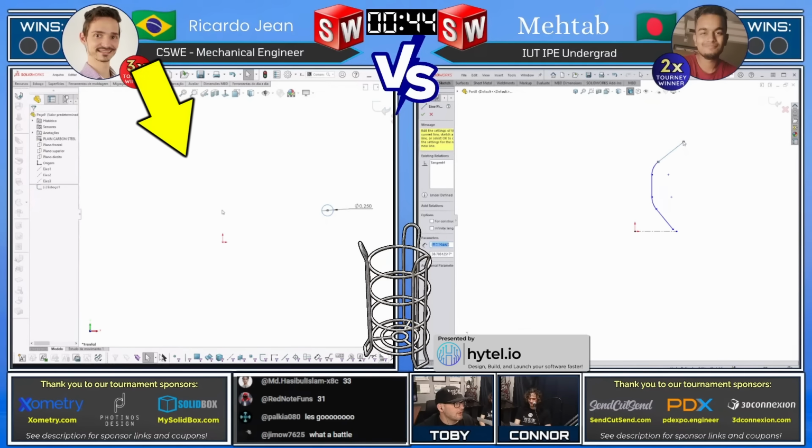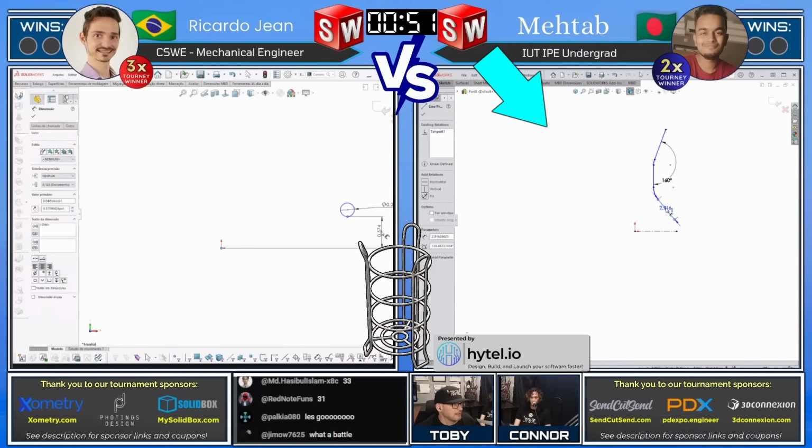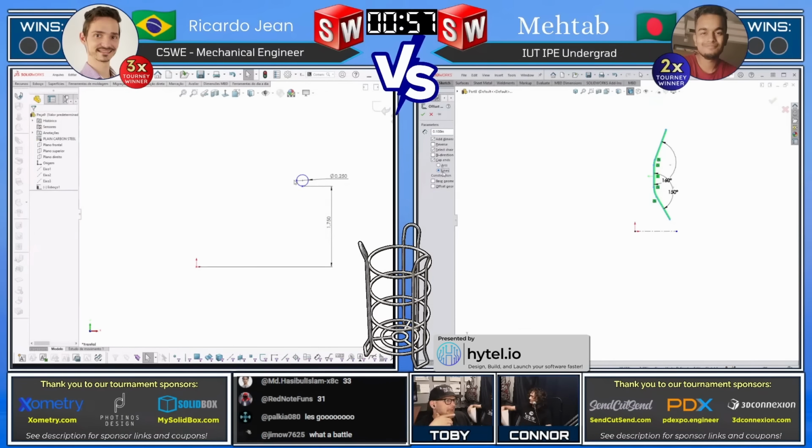Yes, we've got Ricardo Jean on the left from Brazil, rocking SolidWorks. We've got Mehtab on the right from Bangladesh, running SolidWorks. And wow, oh wow, these guys are locked in. So really interesting challenge here.